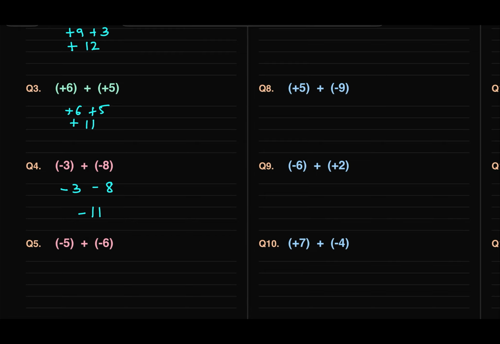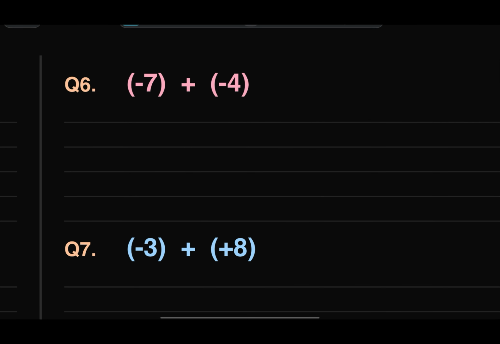The next one, minus and minus. Minus 5 minus 6. We add the numbers, minus 11. Next, minus 7 minus 4. Add the numbers, minus 11. Oh, seriously, are we getting 11 everywhere?